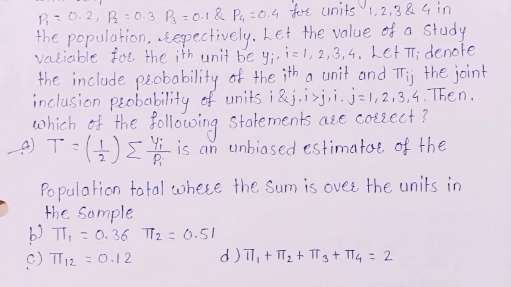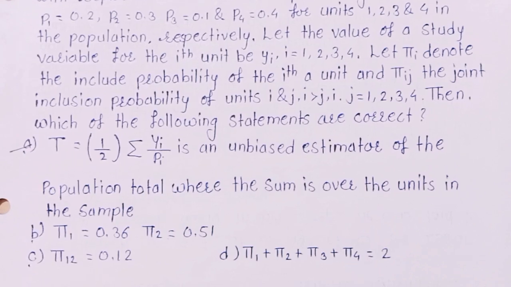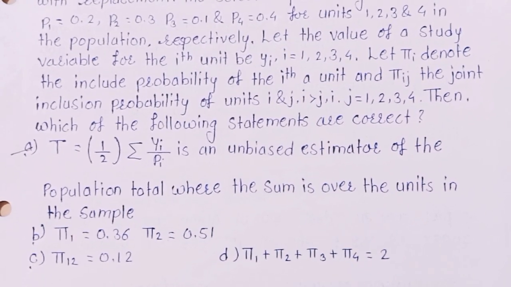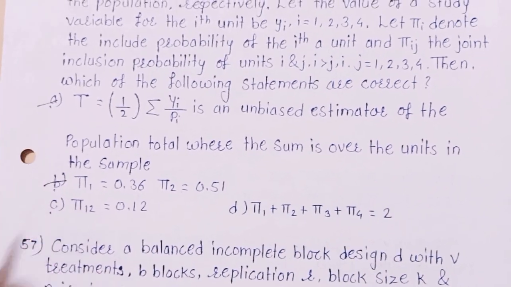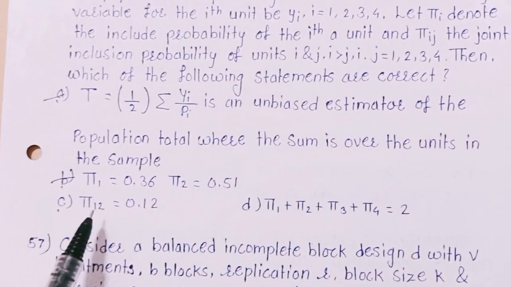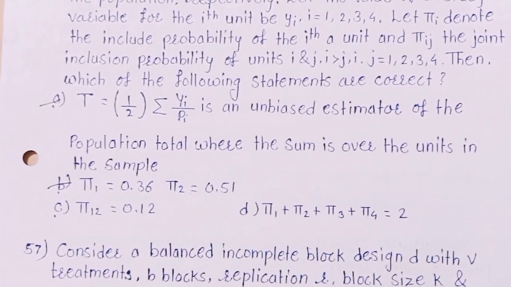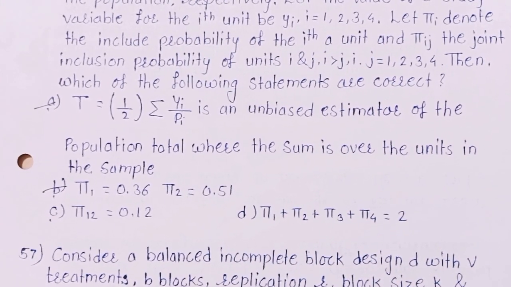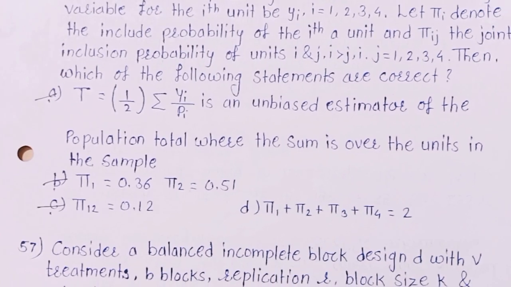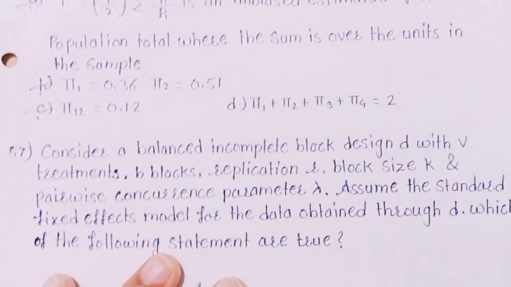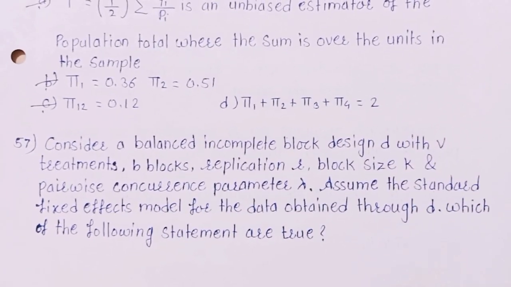Option A is correct: T equals 1 upon 2 summation yi upon pi is an unbiased estimator of the population total, where the sum is over the units in the sample. Option B is correct: pi 1 equals 0.36, pi 2 equals 0.51. C is also correct: pi 12 equals 0.12. A, B and C are the correct options.